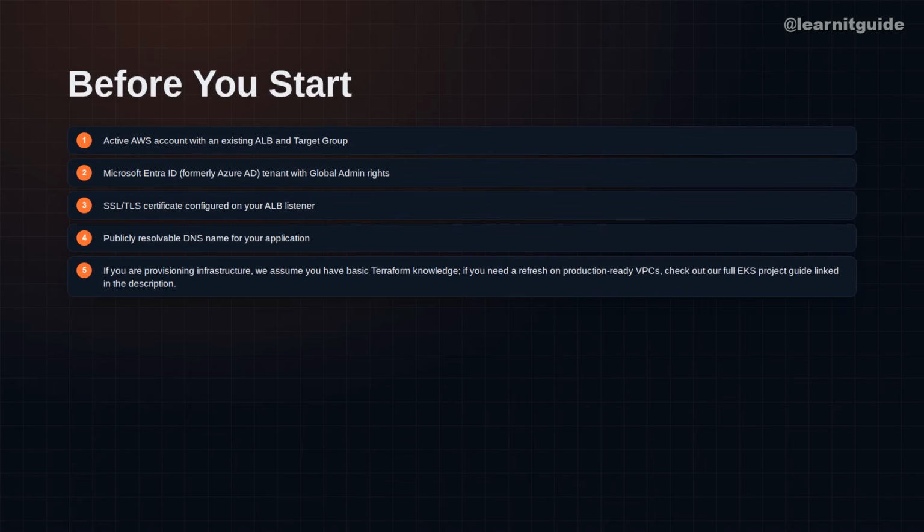Before we start, ensure you have these 4 components ready. You absolutely must have an SSL certificate on your listener, because Entra ID will refuse to redirect to non-HTTPS endpoints for security reasons. If you are just starting out with AWS networking, we already have a production-ready VPC guide on this channel that covers the foundational infrastructure you will need here.